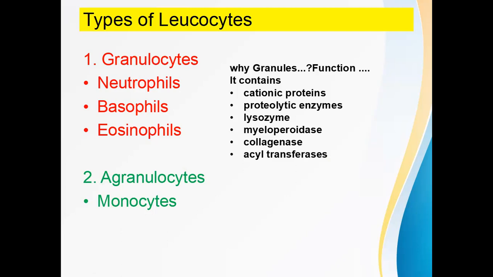The granules basically contain cationic proteins, proteolytic enzymes, lysozyme, myeloperoxidase, collagenase, and acyltransferases. As these names of enzymes suggest, these help in the degradation of foreign particles or the microbes or the pathogens. And in the granulocytes part, we will be discussing neutrophils, basophils, eosinophils. And in the agranulocyte part, we will be looking into the monocytes.